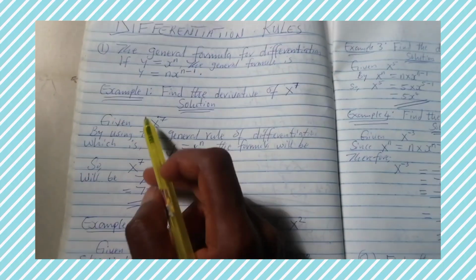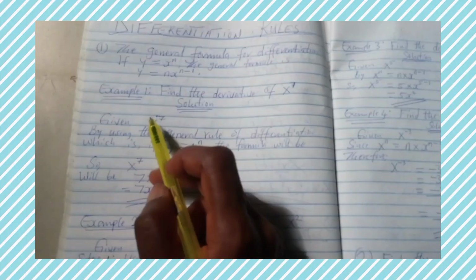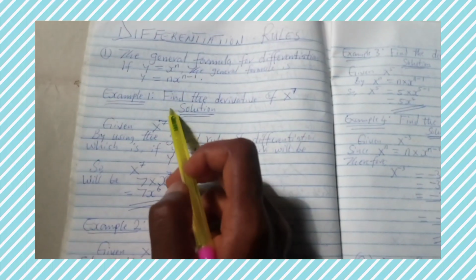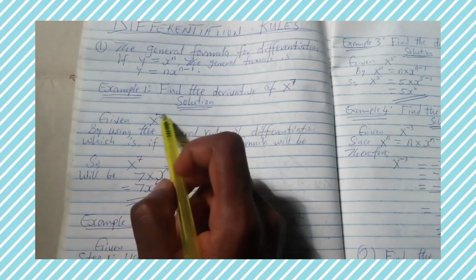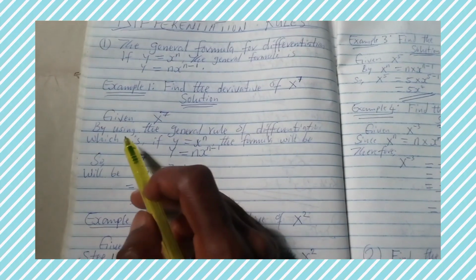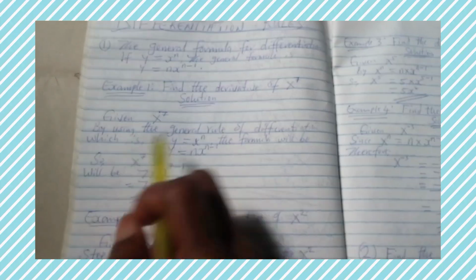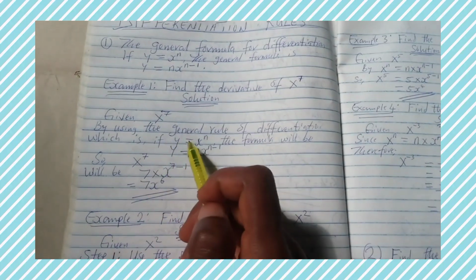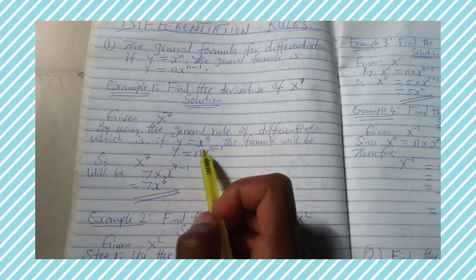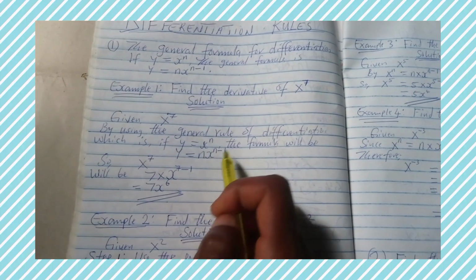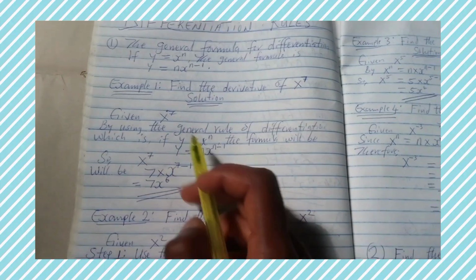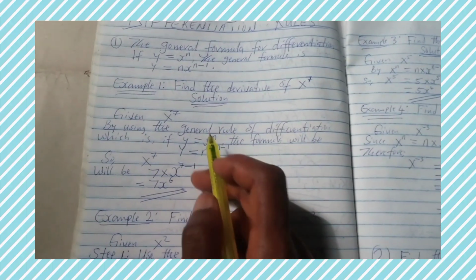So in this case we are given x to the power of 7. This 7 simply represents our n, and the n can be any power, can be any number. By using the general rule of differentiation, which is if y equals x to the power of n, the formula will become y' equals n x to the power of n minus 1. That means we are using this power to multiply the function, which is x, then subtract 1 from the power that is on top of the x.